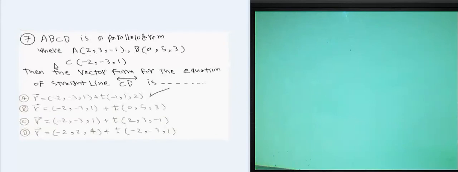Question 7. ABCD is a parallelogram where A and B and C, we have 3 points here. In vector form, the equation of straight line CD is space. You want to find the equation of straight line CD.